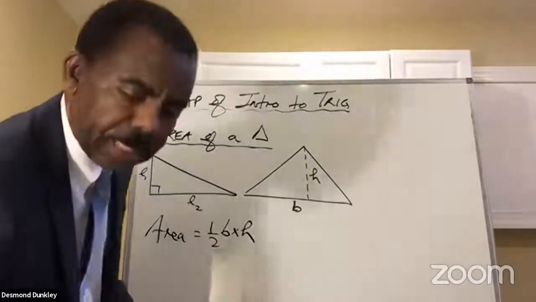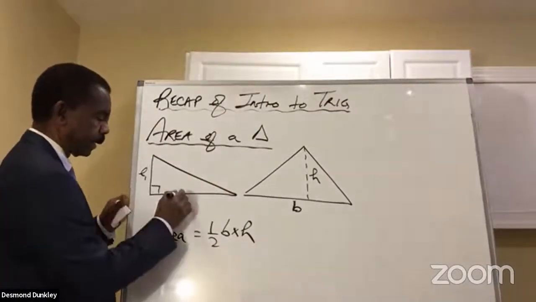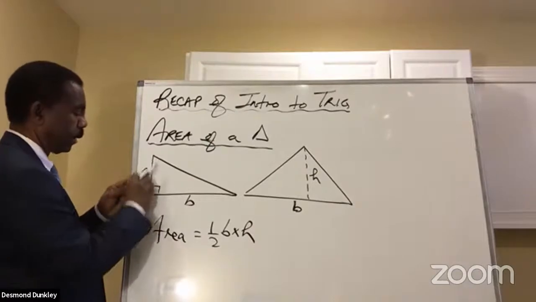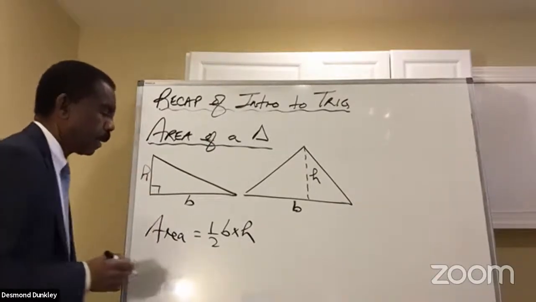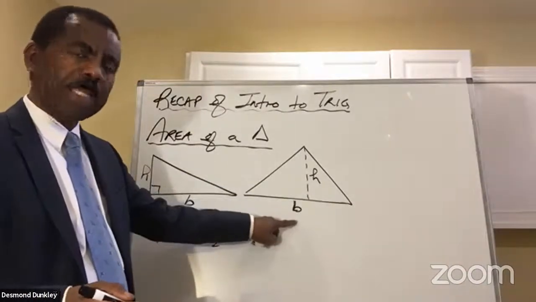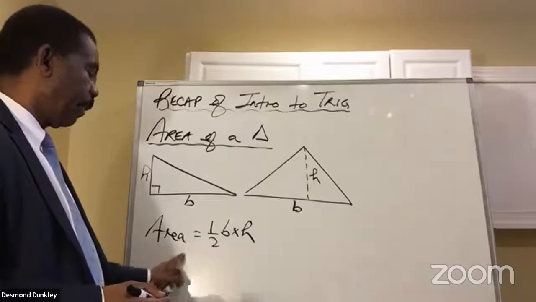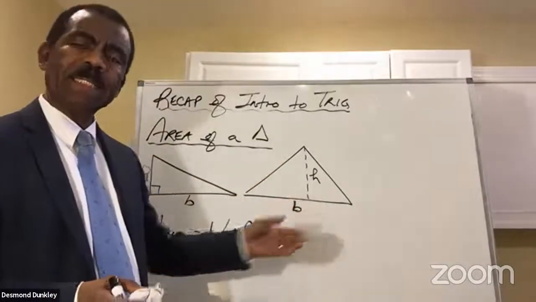So we could easily call this the base, and call this the vertical, the height. So if we're able to determine the height and we have the base, we know the base and we know the height, then the area is a half base times height. But it's not always as easy as that.